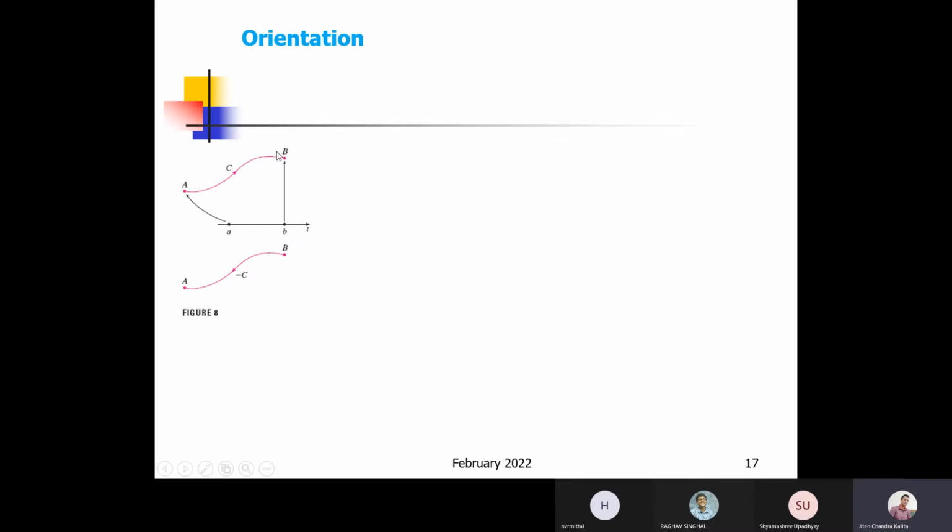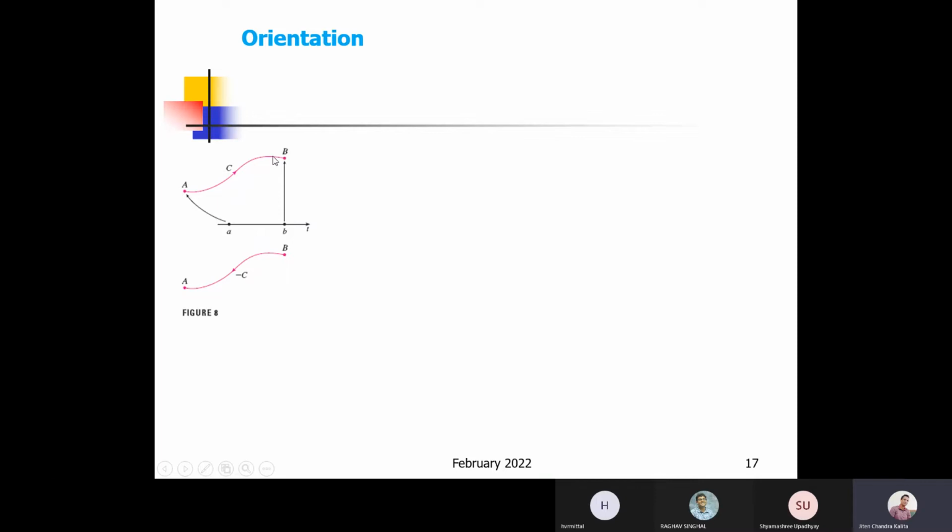Now, if we consider the same curve, but now the orientation is different, then it is denoted by minus C. Okay. So then, what is going to happen for the same interval?